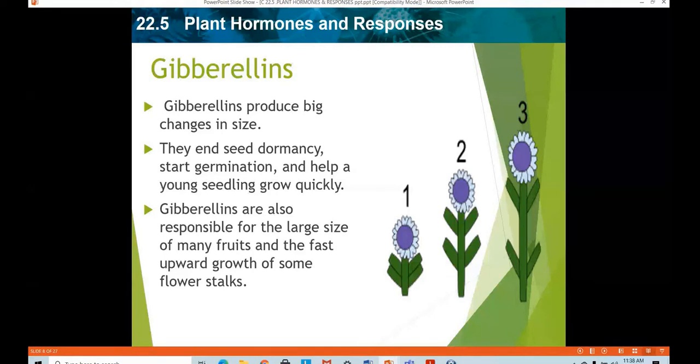And gibberellins are also responsible for the large size of many fruits and the vast upward growth of some flower stalks. Okay, so wherever you see the plant growing very, very tall, and also the large size of the many fruits or the hybrid variety of fruits, all those are because of the hormone gibberellins. Okay, so basically what is the function of this hormone? It produces big changes in the size. Okay, so till this part we discussed in our last topic.